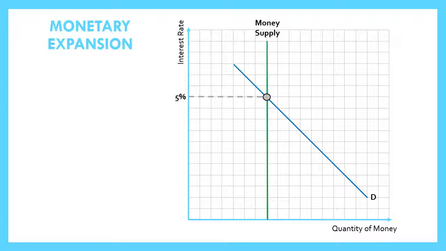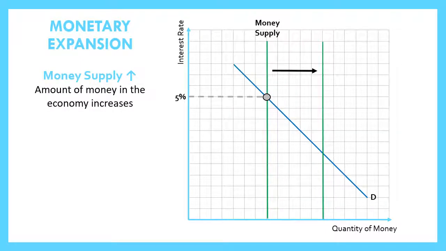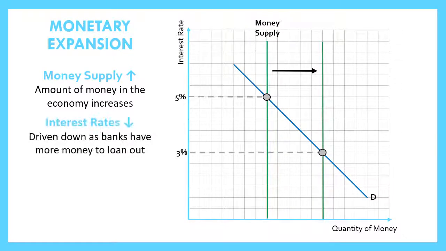So what happens when we have monetary expansion? Monetary expansion is whenever we see an increase in the money supply. Well, whenever our money supply goes up, we see a shift to the right of that money supply curve. As you notice, we now have a new equilibrium point. That new equilibrium point is at a lower interest rate. It's at a lower price of money.